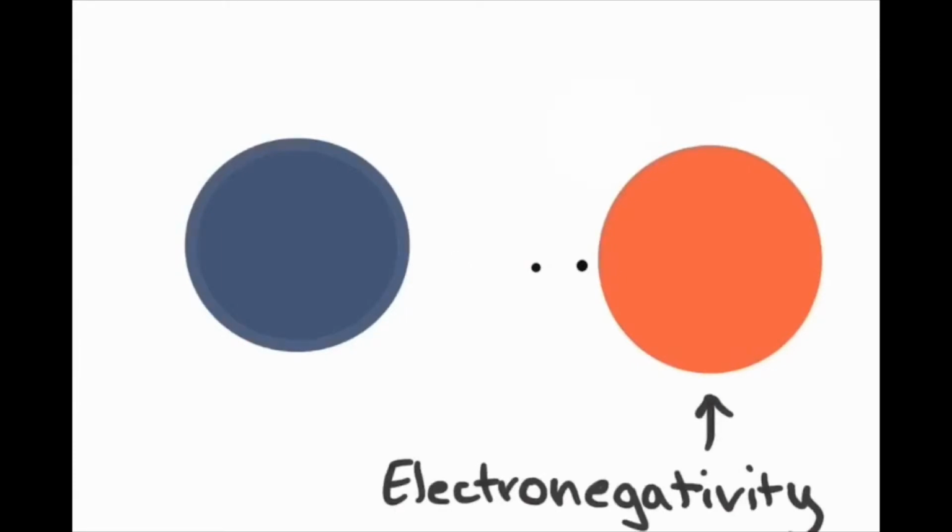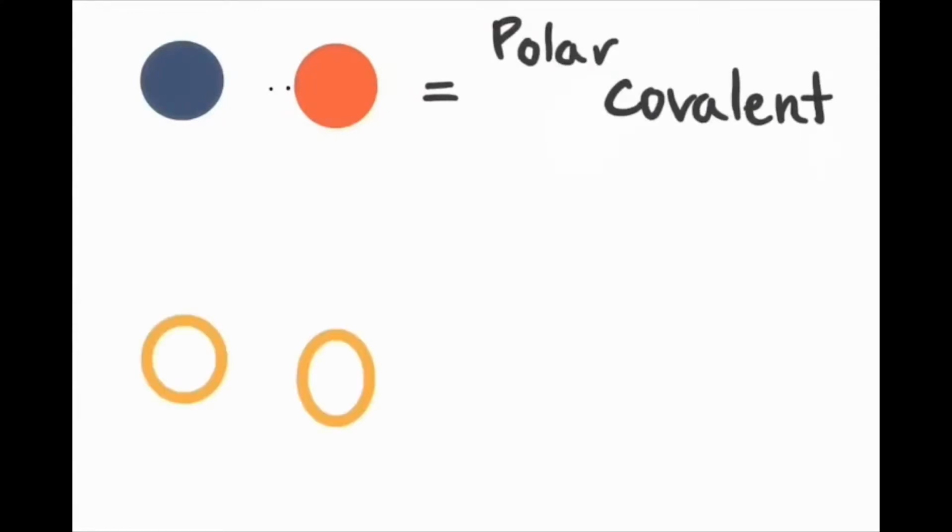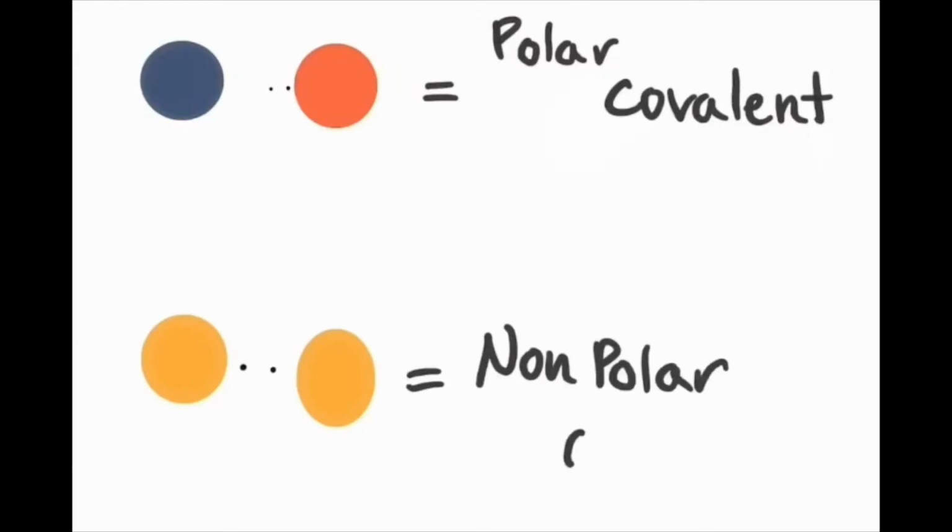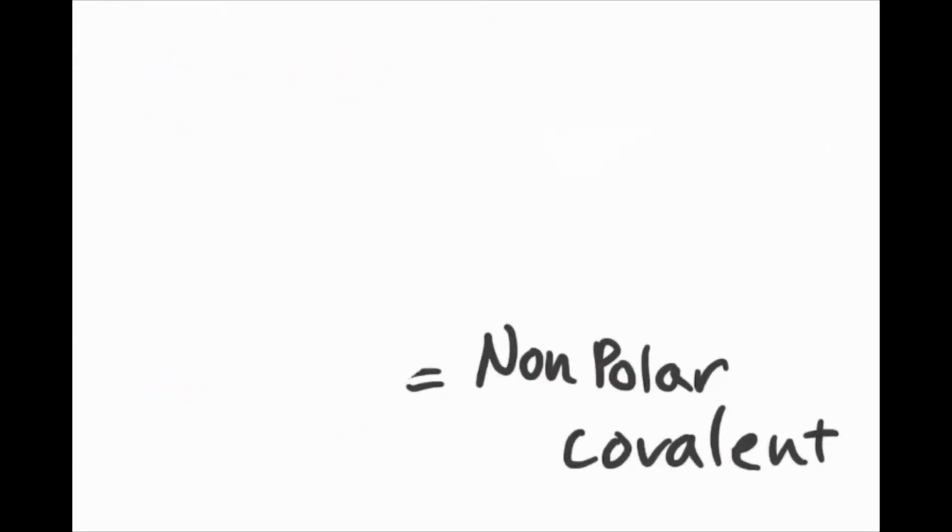Usually in covalent bonds, the electrons between the 2 atoms are not shared equally, but it can happen. The atom with the highest electronegativity will pull the electrons closer to itself. When electrons aren't shared equally, it's called a polar covalent bond, but when they are shared equally, it's called a nonpolar covalent bond.